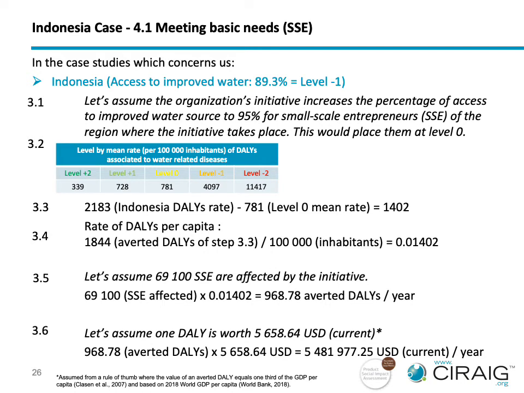Now, applying the same methodology to the organization which was based in Indonesia. In the case study which concerns us, Indonesia has access to improved water of 89.3%, placing them at level -1. Making the same assumption as we did previously with the Papua New Guinea case, their initiative would place them at level 0.